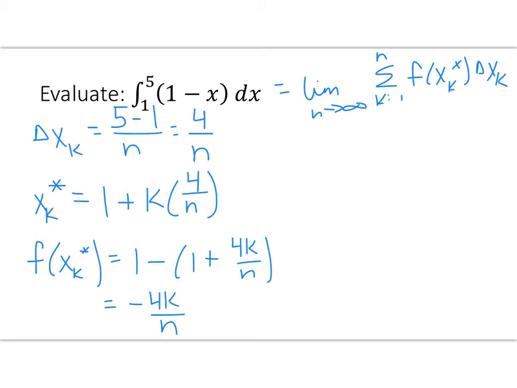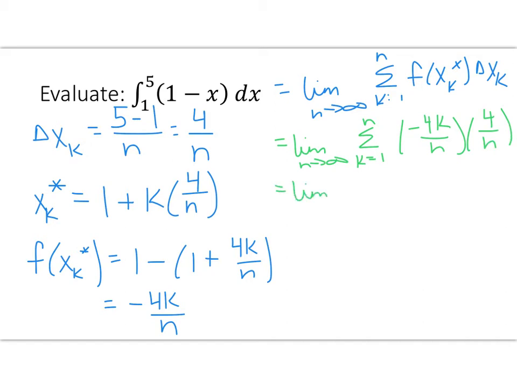I'm going to plug them into my limit function. So I have the limit as n approaches infinity of the summation from k equals 1 to n of negative 4k over n times 4 over n. So multiplying that out, I have the limit as n approaches infinity of my summation from k equals 1 to n of negative 16k over n squared.